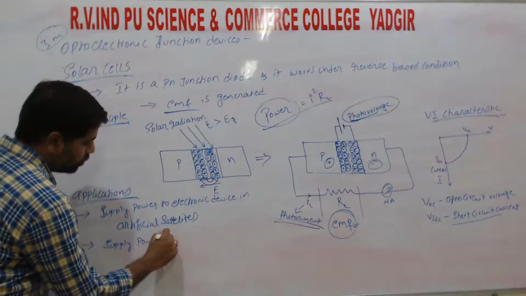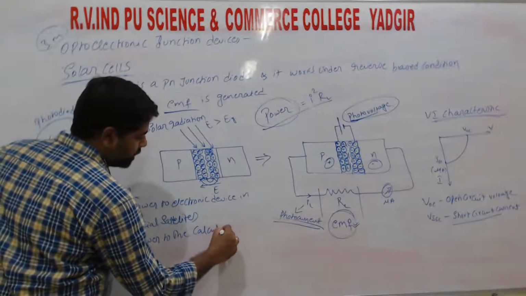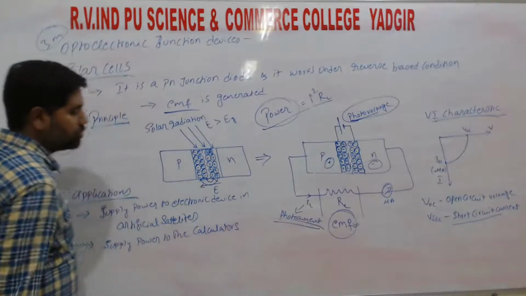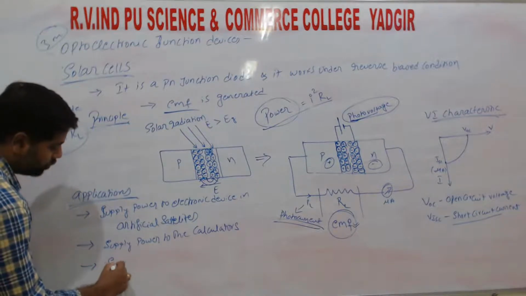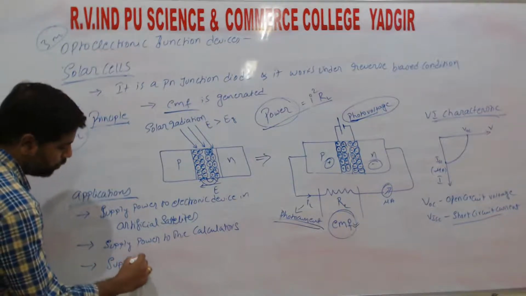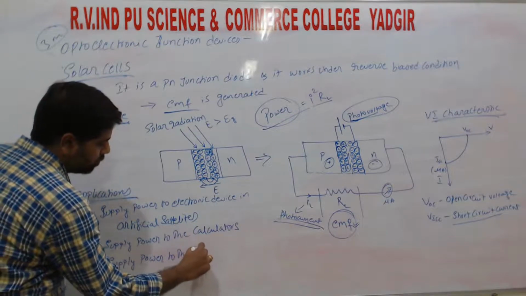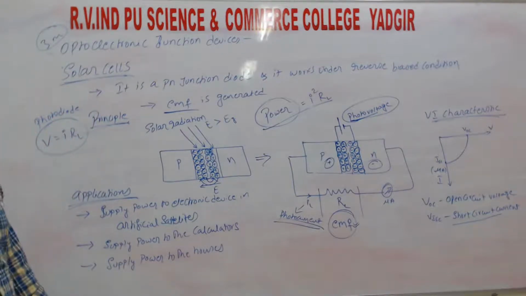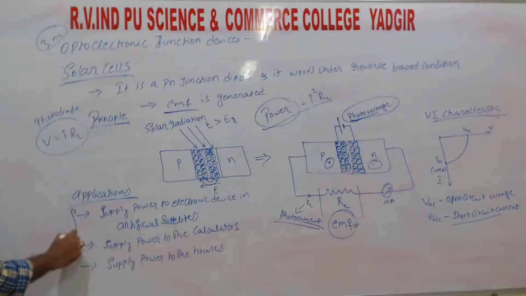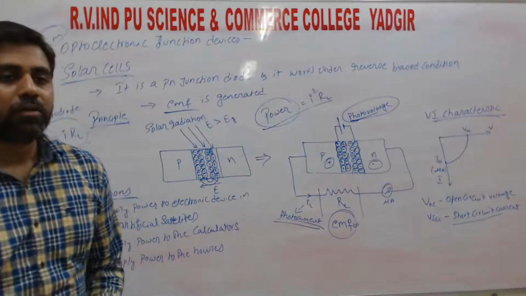Next, it is used to supply power to calculators, right? And another one, it is used to supply power to houses, right? So these are a few applications of the solar cell. If they ask for 3 marks to write the applications of the solar cell, we need to write 3 points, right? So this is about the solar cell, right?